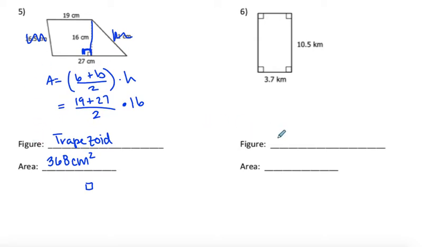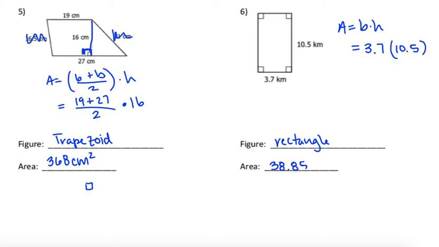On number 6, this is a rectangle. All 4 corners are 90 degrees. The area formula is base times height. So I have a base of 3.7 times a height of 10.5. In my calculator, I can put those together and I get 38.85, and my units now are kilometers squared.